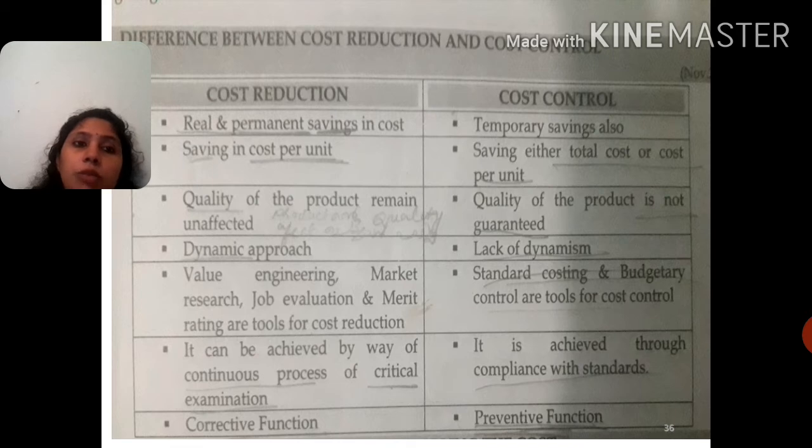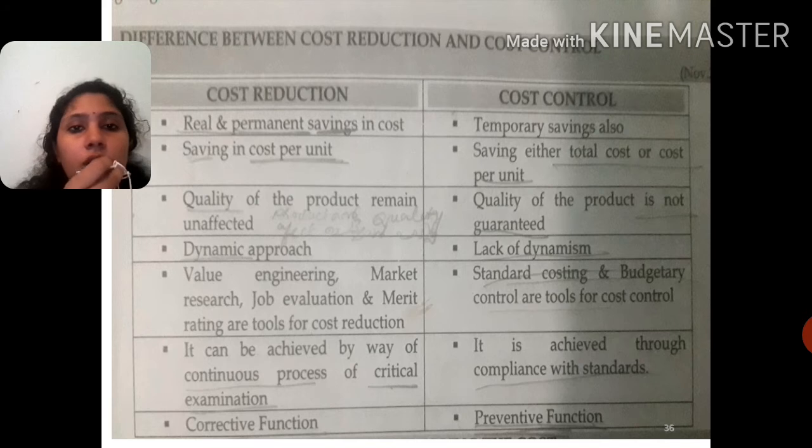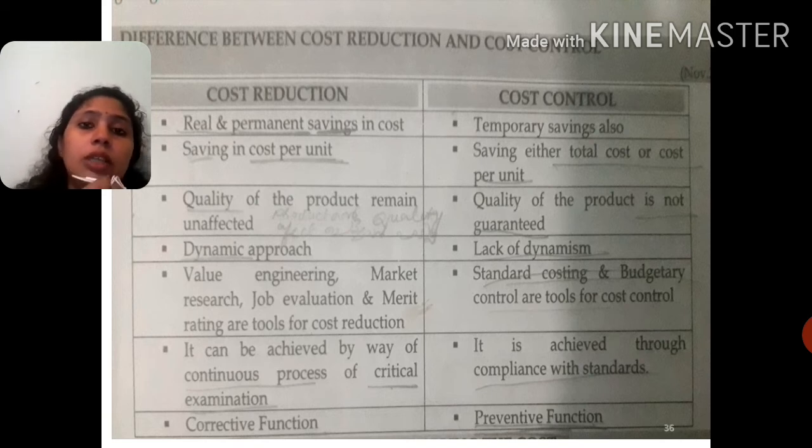Come to the cost control column. Standard costing and budgetary control are tools for cost control. In the beginning of the financial year, we will calculate the estimated cost for the production. Based on that estimated cost, we will do the work.